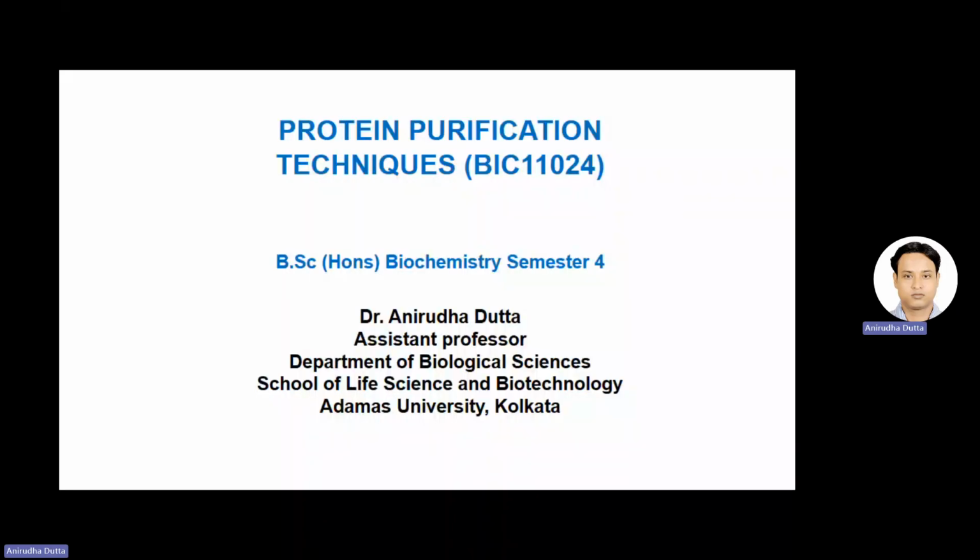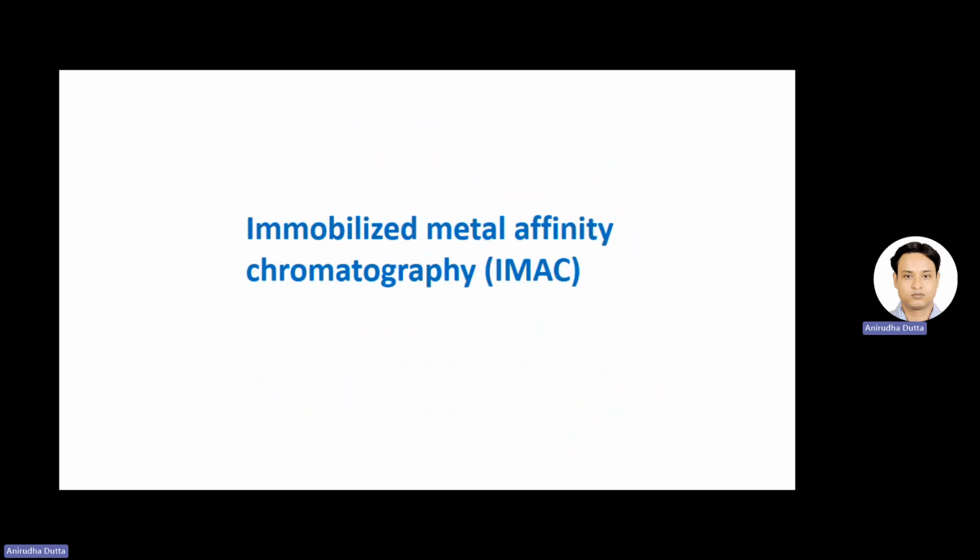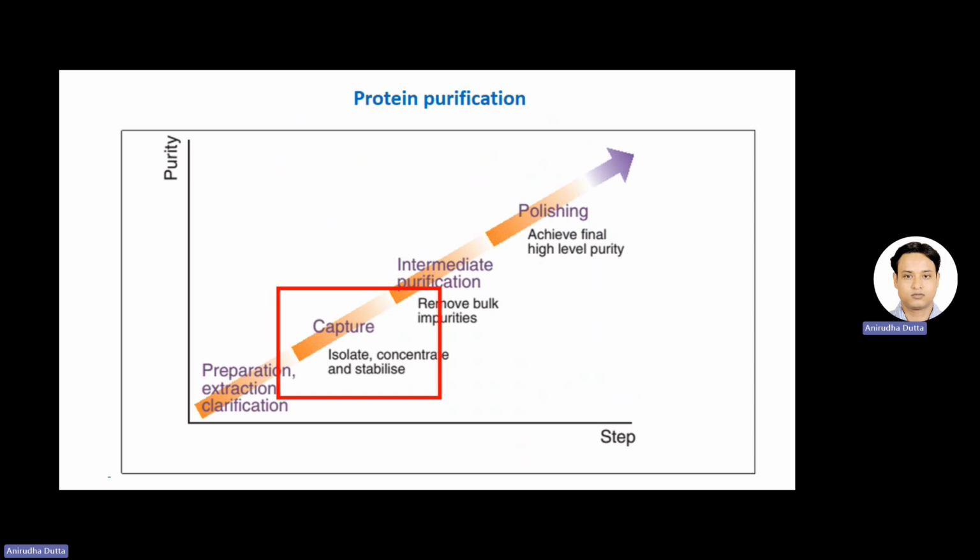Okay, so today we are going to discuss immobilized metal affinity chromatography. From our purification chart, we can see this is a step in the capture stage of protein purification. In our last class, we discussed sample preparation, which was the first stage of protein purification. This is the next step, where we try to capture the protein of our interest.